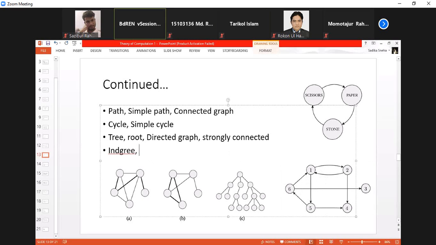There is one more thing, as there is in degree, there is also out degree. What is out degree? The number of outgoing edges. So for 1, how many edges are going out? There are 2 edges. One is going to 2, another one is going to 5.